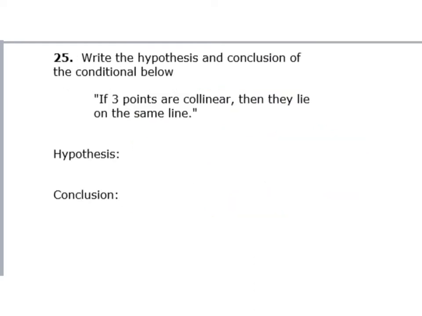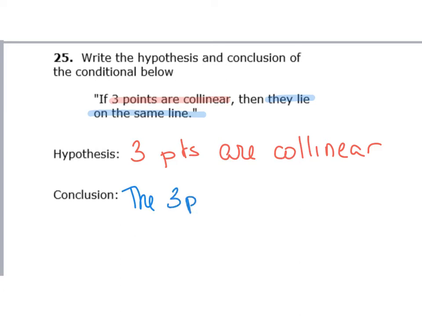Okay, number 25. Write the hypothesis and conclusion of the conditional below. Again, my hypothesis is everything in between if and then. So 3 points are collinear. My conclusion is everything after then. They lie on the same line. What is the subject? The 3 points. So the conclusion is the 3 points lie on the same line.